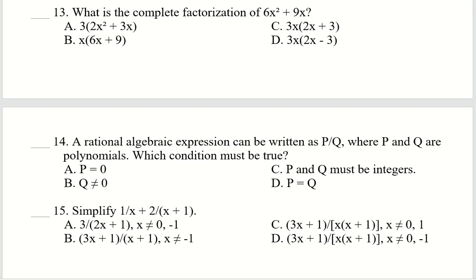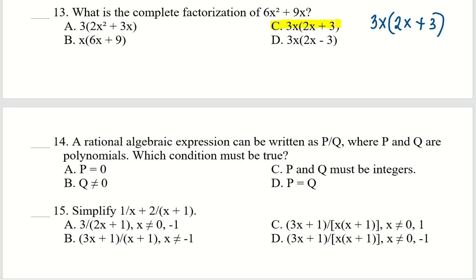So we have binomial, so you can use po yung ating factoring using our GCF. So 6x squared plus 9x. Okay, greatest common factor of that will be 3x. So we got 2x plus 3, which is letter C. 3x times 2x plus 3.